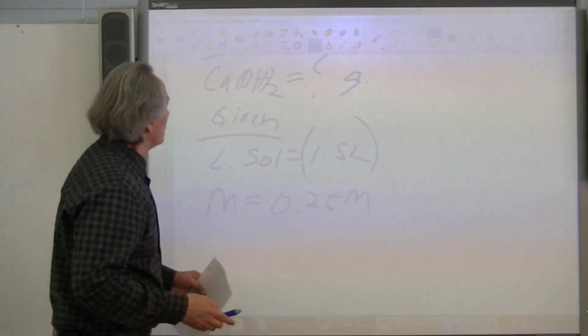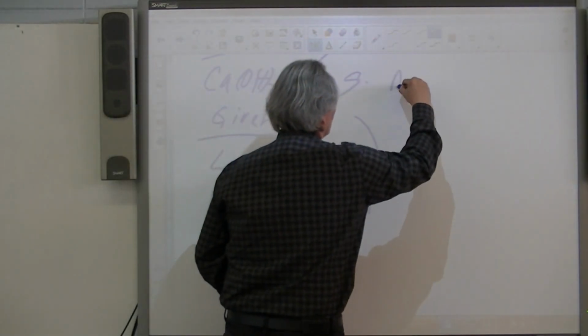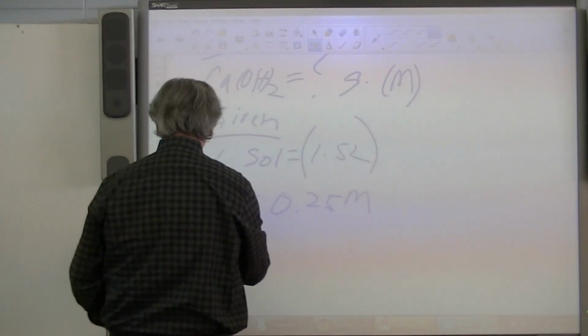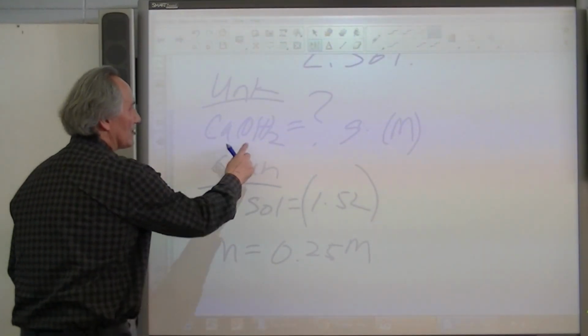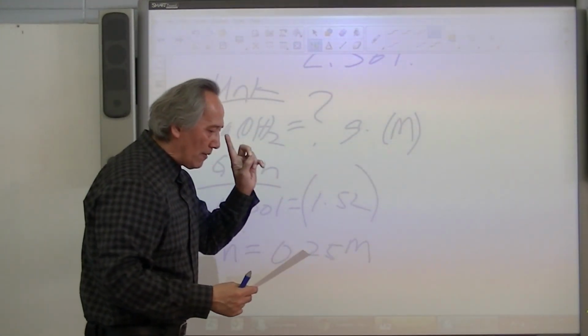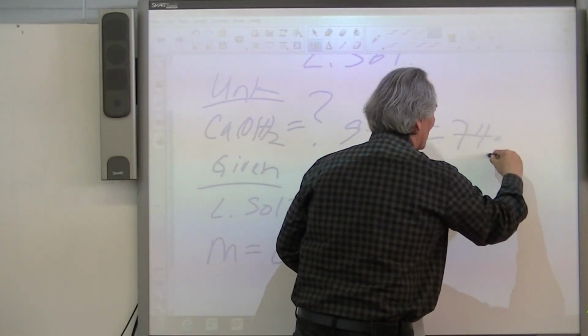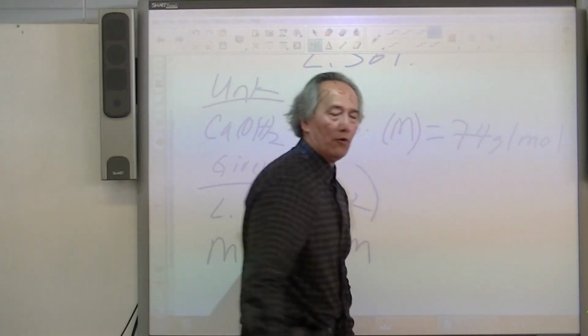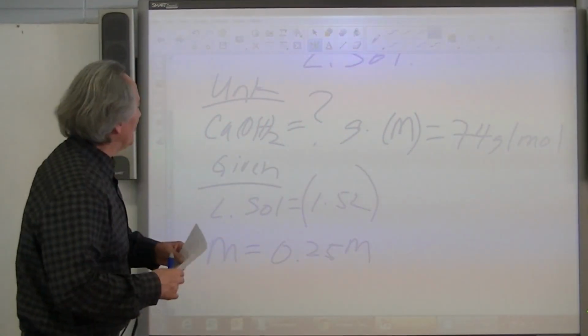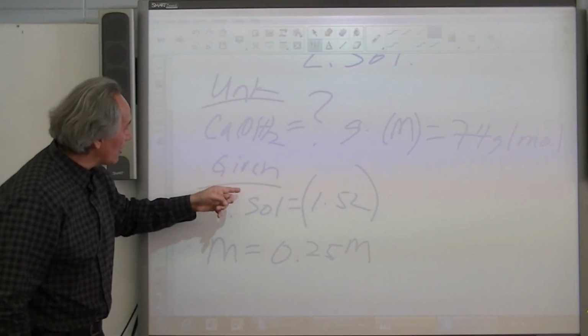Now note, we are going to find the grams of calcium hydroxide. So we need to identify the molar mass of calcium hydroxide, which is approximately 74 grams per mole. We've expressed and identified our unknown. We've also done our given.